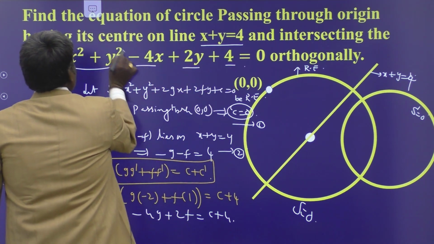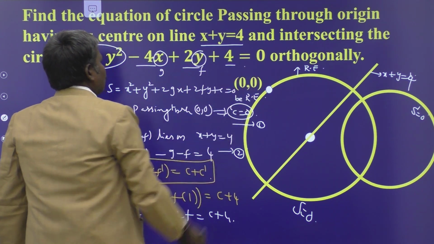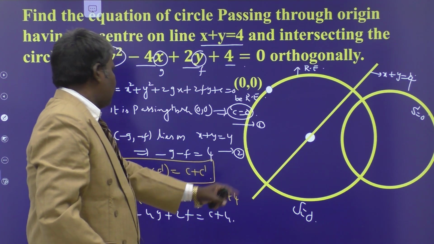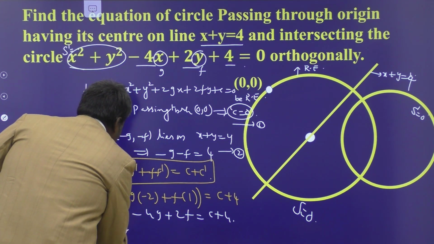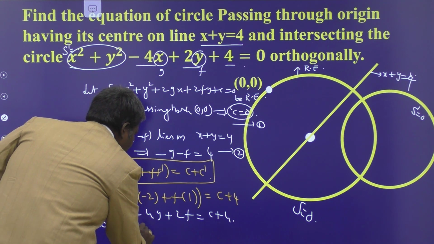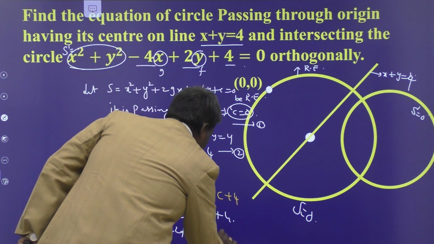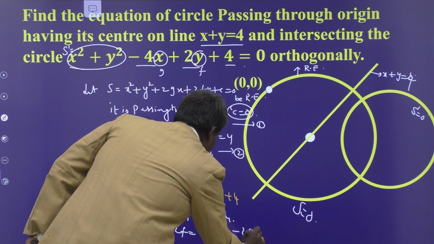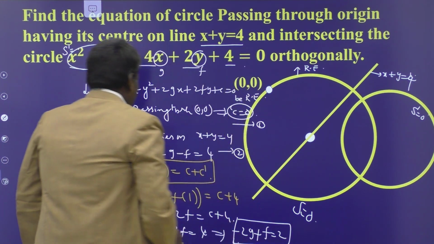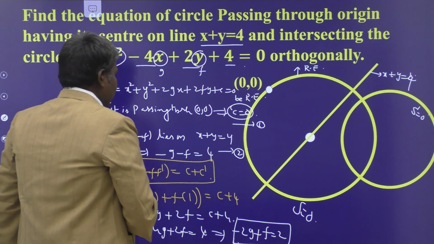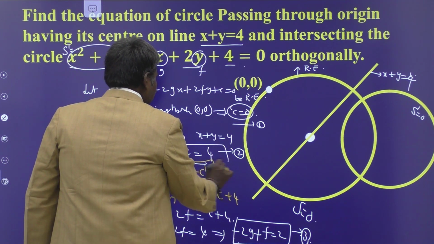Directly you can write: leave x square plus y square. Instead of x you have to write G, instead of y you have to write F, is equal to C plus C dash. That is 4. The same you obtained here: minus 4G plus 2F is equal to C plus 4. Since C equal to 0, already we obtained, we have minus 4G plus 2F equal to 4. You can take 2 common: minus 2G plus F is equal to 2. So minus 2G plus F equal to 2 is the third equation. This is the third condition, third equation. This is the second equation from the second condition.